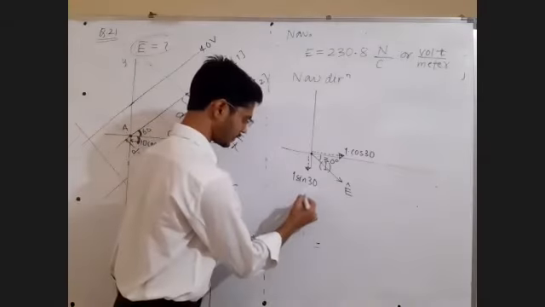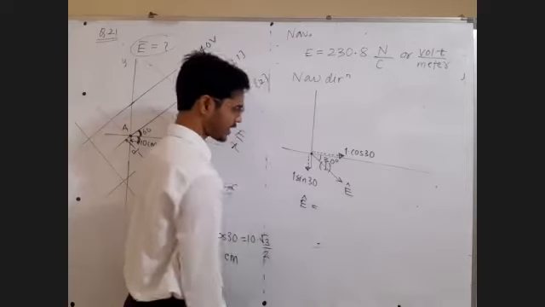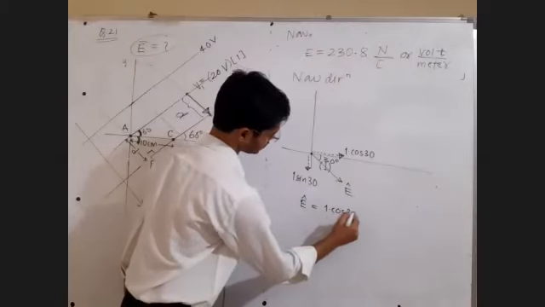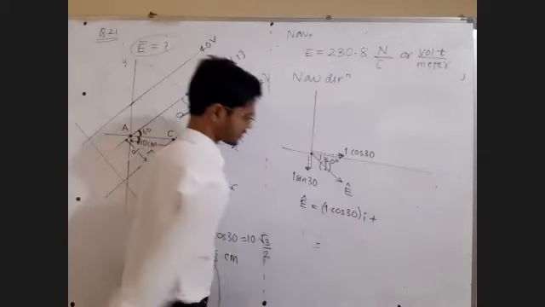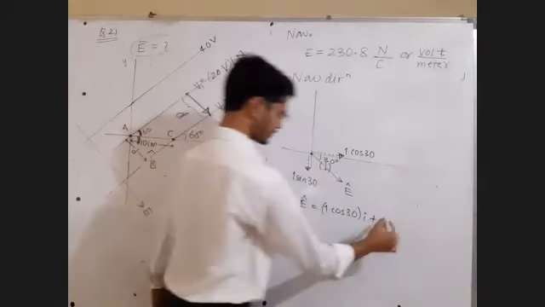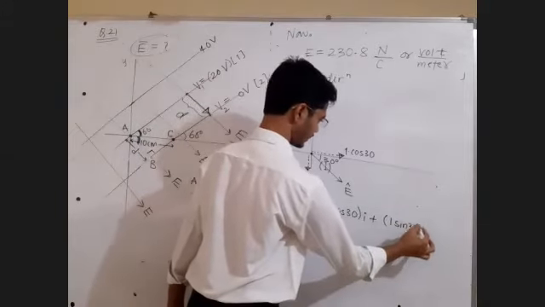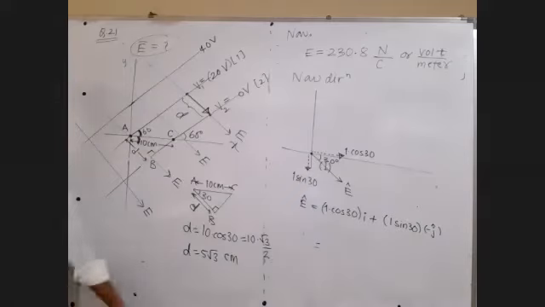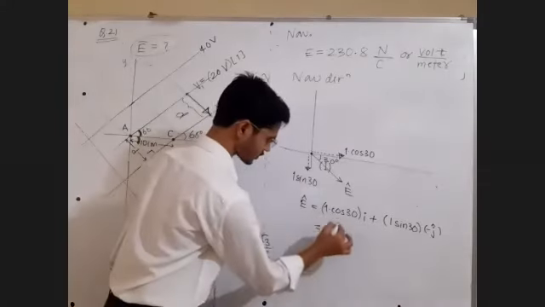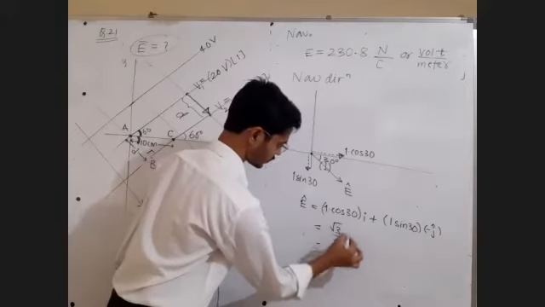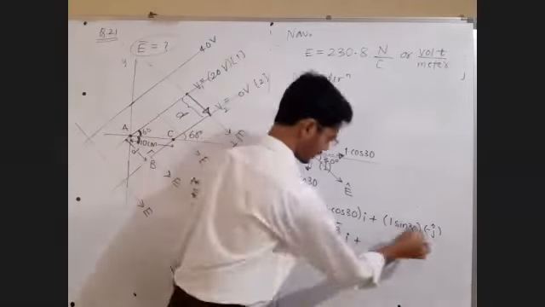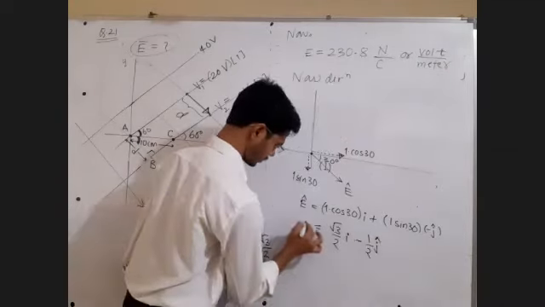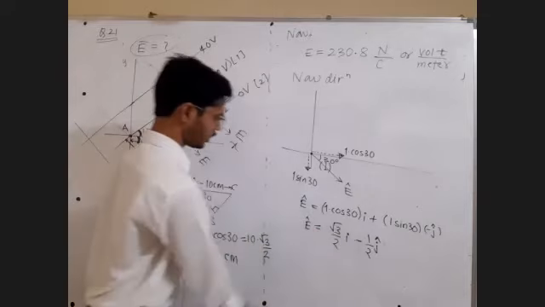Fine. So what is the direction of the electric field, that is, the unit vector of the electric field? In the x direction, 1 cos 30 into i cap, plus in the y direction, 1 sin 30 into minus j cap. This is the unit vector of electric field. Okay, cos 30 is root 3 by 2 into this i cap, plus sin 30 is 1/2, so minus j cap. This is the direction of electric field, or the unit vector of electric field.